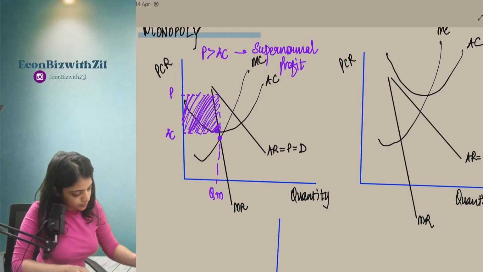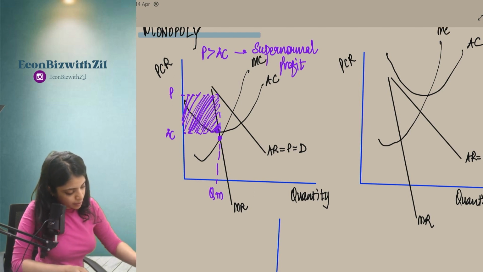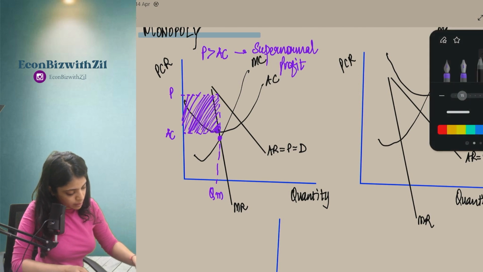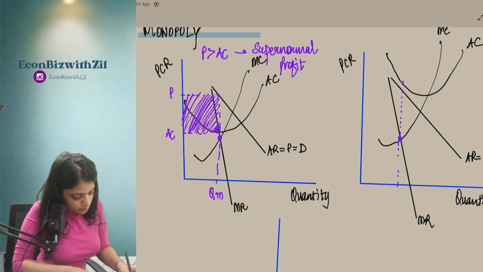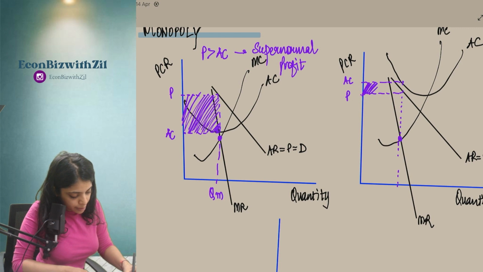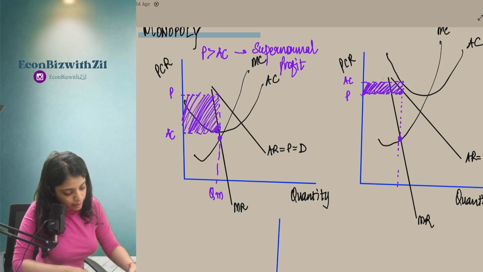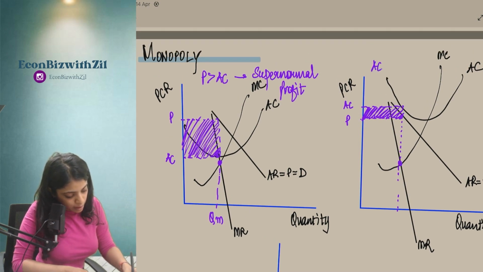So where is MR equals to MC? MR equals to MC is at this point. I will just extend this. This is where it is cutting AC and this is where it's cutting P. So AC and P, and this entire shaded region thereby is nothing but my loss because AC is greater than P.